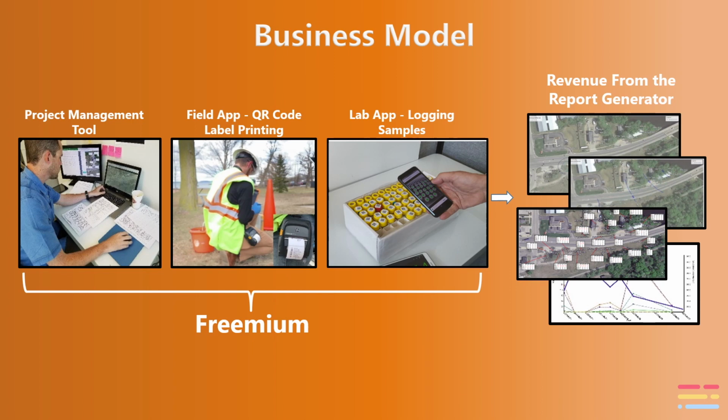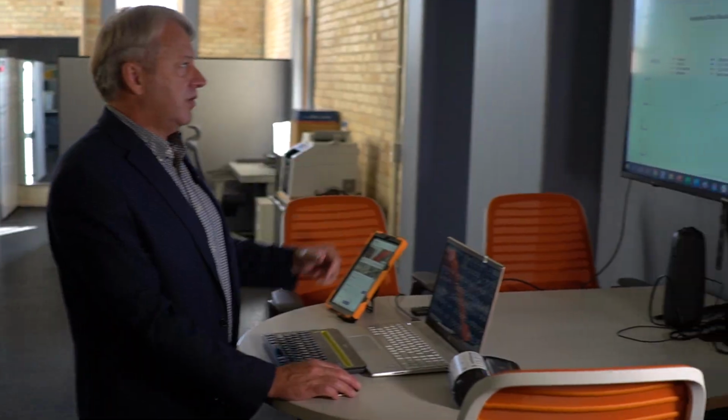So revenue is generated from our report generator, and we base the report generator price on $15 per sample. So if you've got a quarterly sampling where you actually collect 10 samples, we'll charge you $150 for that particular report. Once you get that process down, getting new projects in there is very simple and saves a lot of time, a lot of money.